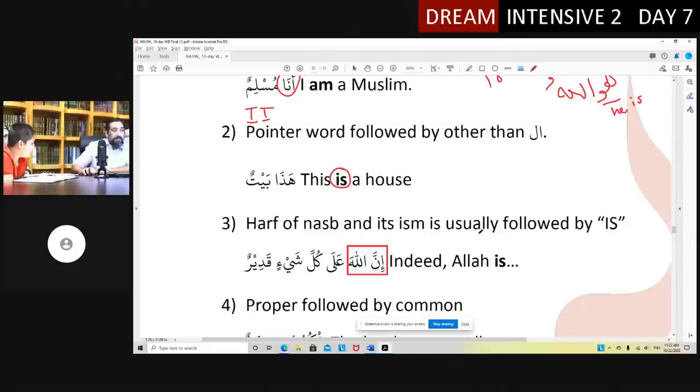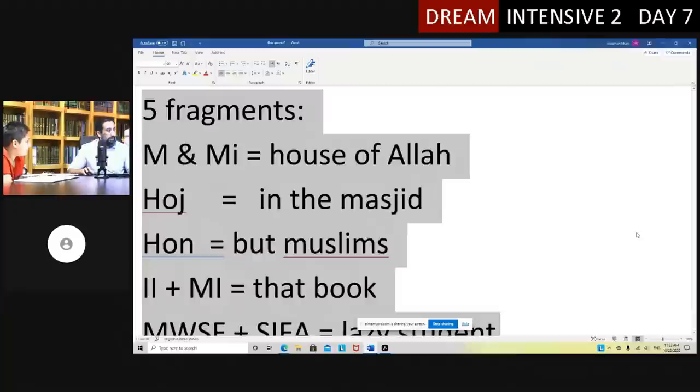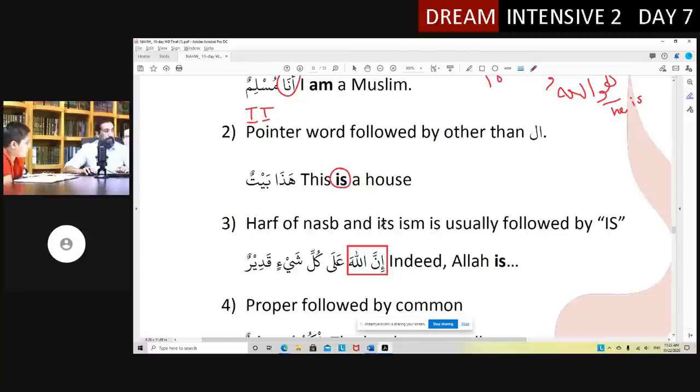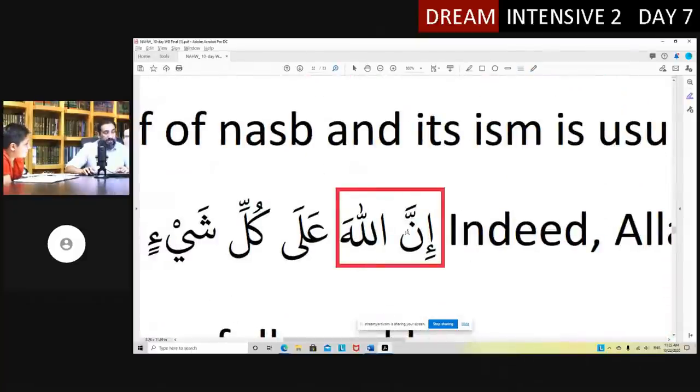Harf of nasab and its ism is usually followed by is. Remember when I made a list of five fragments and I gave you examples? Lakinna al-muslimina, lakinna is a harf of nasab, one of them. We didn't do the meanings yet, but what I'm saying is when you see that, it'll probably mean are. If you see a harf of nasab and you see its victim, like inna allaha in this example, then you can guess that it's probably the start of a sentence, and what's coming after this is are. Like in Surah Al-Asr, innal insana will mean certainly the human being is. So you look at the harf of nasab, you look at its victim, then you put an is right after that. It's all that simple.